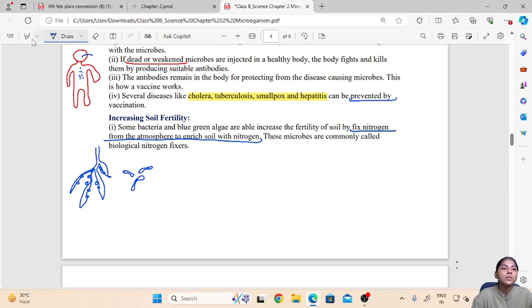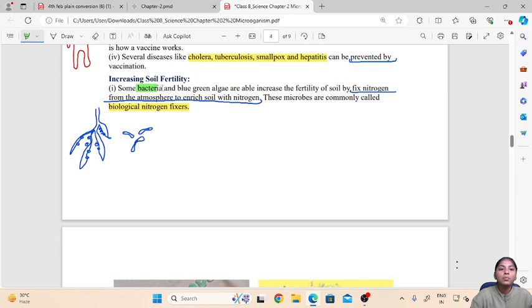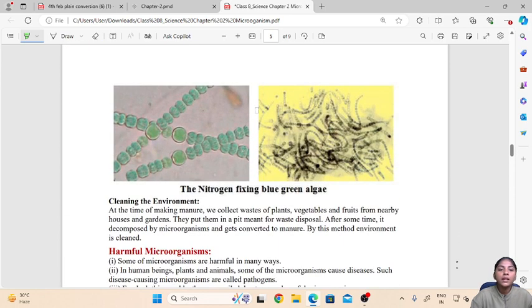Now these microbes which fix the nitrogen from the atmosphere are called biological nitrogen fixers. So the microorganisms which fix atmospheric nitrogen into the soil and enrich the soil with nitrogen are called biological nitrogen fixers. These are bacteria or the blue-green algae. Here one example or a picture of blue-green algae is given. Nitrogen fixing blue-green algae, and this is a nostoc. It is a cyanobacteria or blue-green algae.